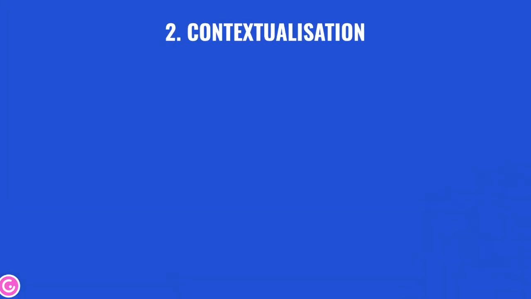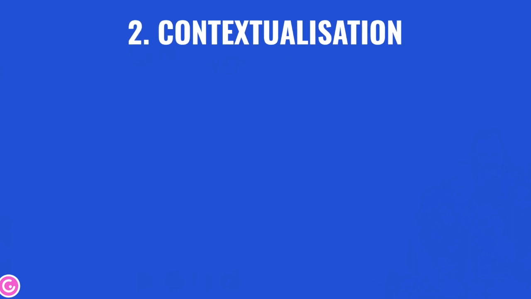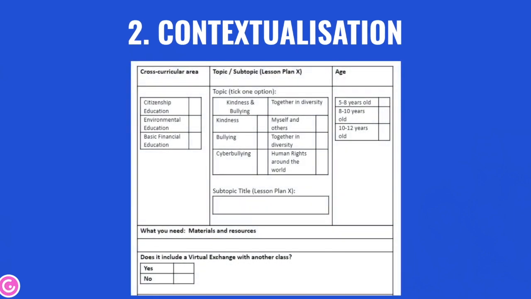After the introduction, the contextualization is carried out. This aims to give an overview of the lesson. It can be divided into different subsections. Cross-curricular area. In this project, there are three main areas: citizenship education, environmental education, and basic financial education. Topic or subtopic. Depending on the area chosen, the topic and the subtopic should be specified. For citizenship education, you can, for example, choose bullying as a subtopic.